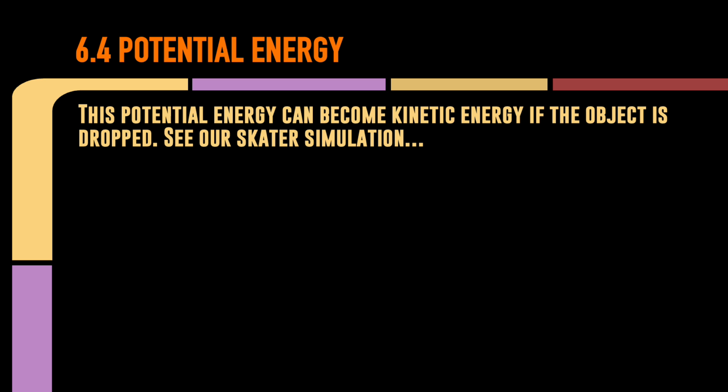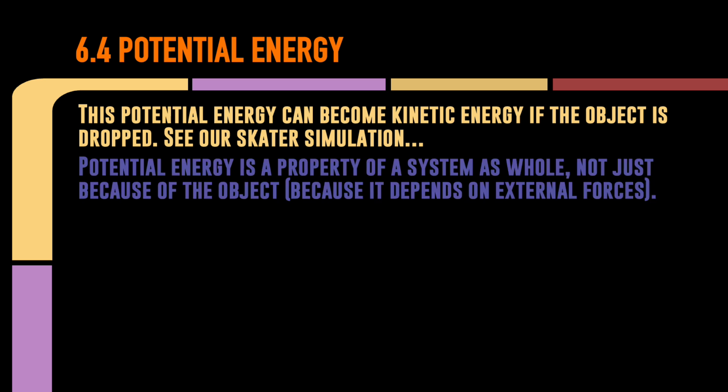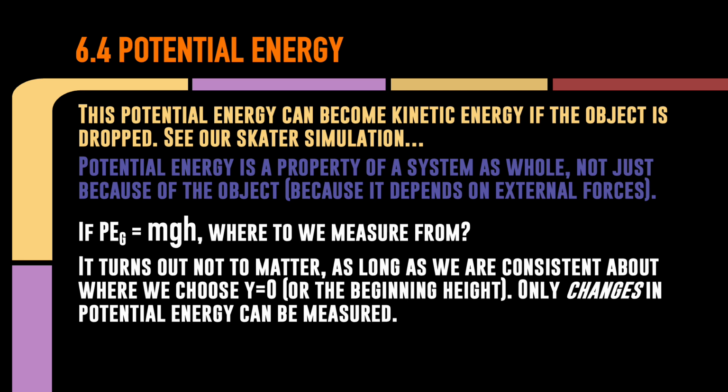So this potential energy can become kinetic energy if the object is dropped. Remember, we had our skater simulations. You guys did a great job on those. Potential energy is a property of the system as a whole because it depends on an external force to move it from somewhere. So where do you measure from? It really doesn't matter. We're really concerned with the changes in the energy of the system. Depending on the type of question we're looking at, where we start measuring kind of dictates how much energy is in the question that we have. So these are examples of using the height of an object to figure out what its potential energy is.